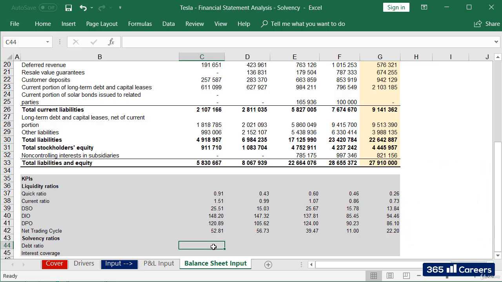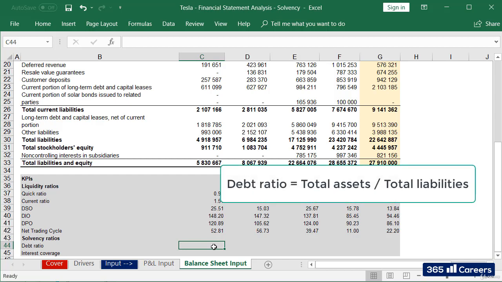In this video, we'll consider two of the most frequently used ratios to assess solvency: the debt ratio and the interest coverage ratio. Let's start with Tesla's debt ratio. To calculate it, I'll divide the total assets by total liabilities.